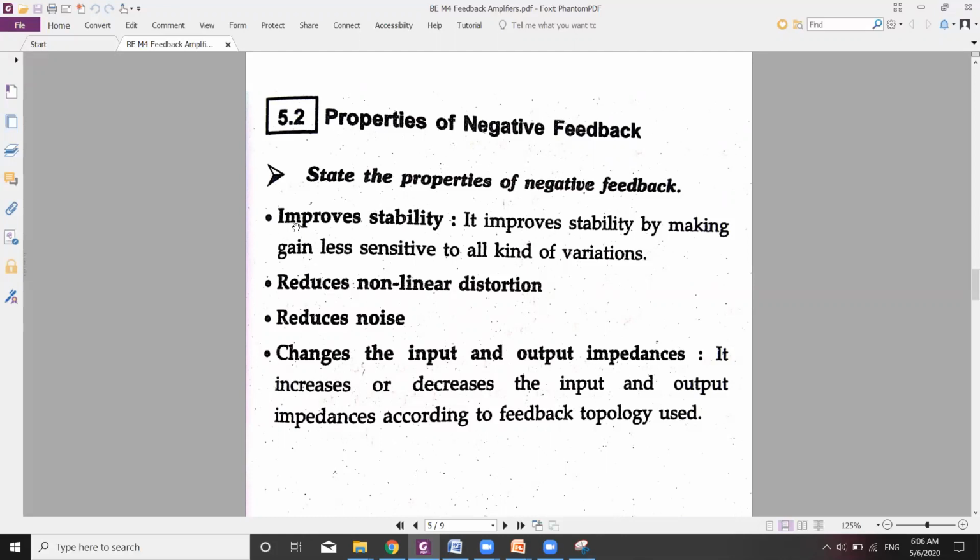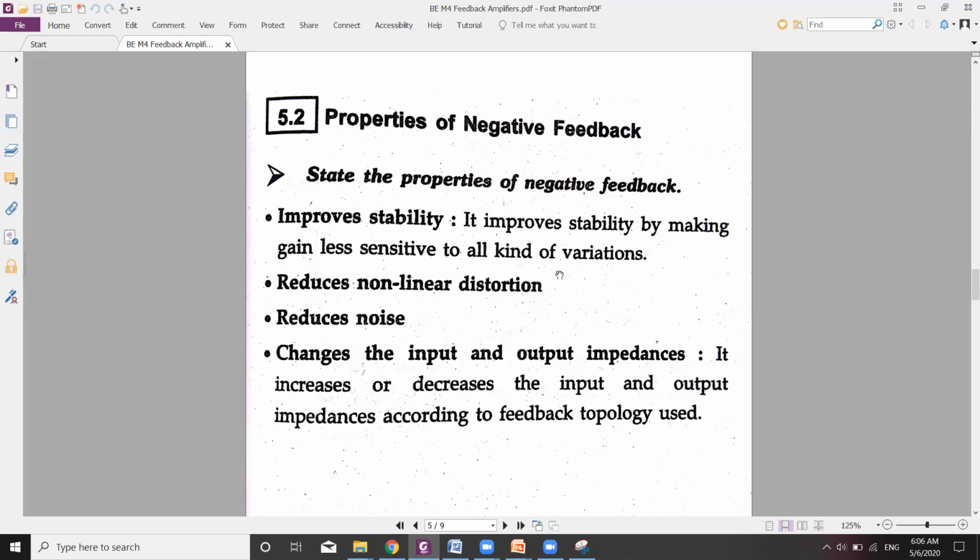It improves the stability. That is, the stability of the circuit is improved. It improves the stability by making the gain less sensitive to all kinds of variations. So it is making our circuit operation more stable by making the gain less sensitive to variations. Okay, so it makes the circuit less sensitive to all kinds of variations that are happening in the circuit.